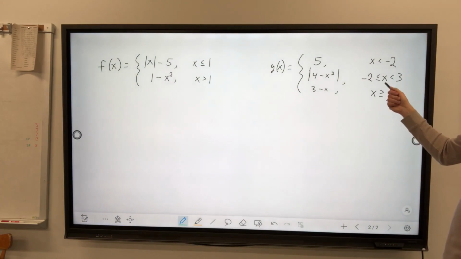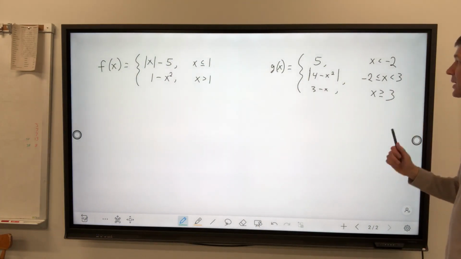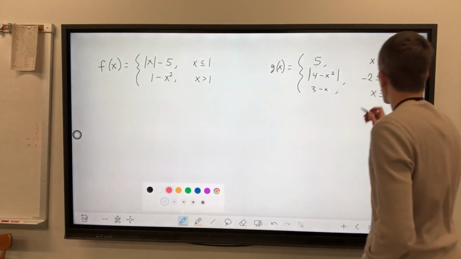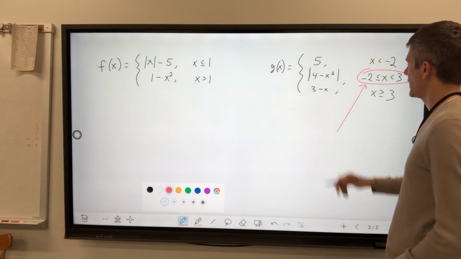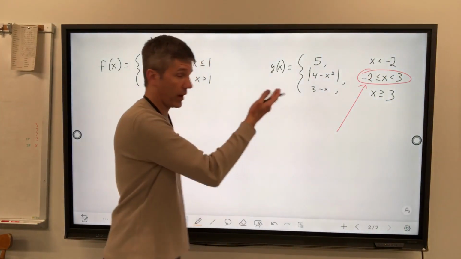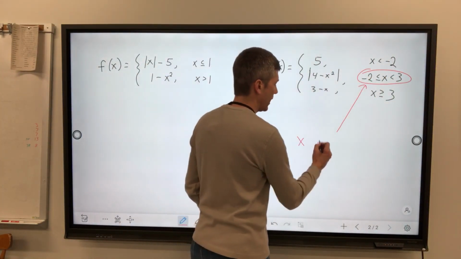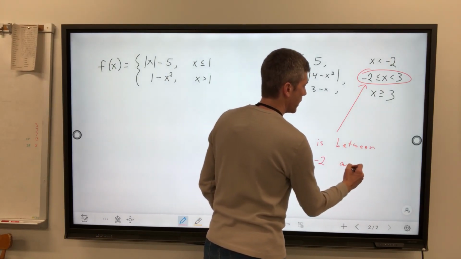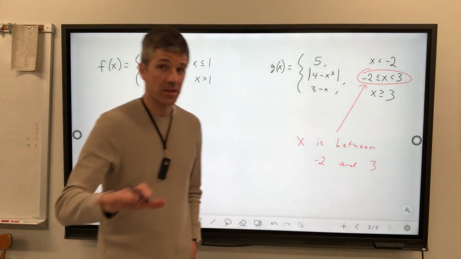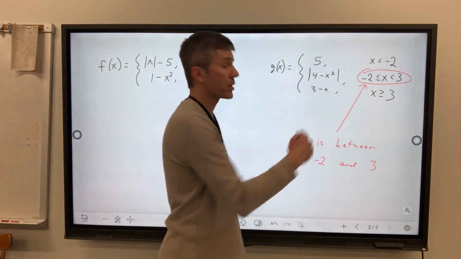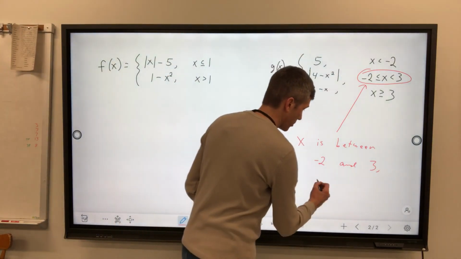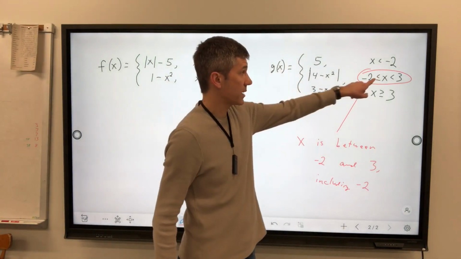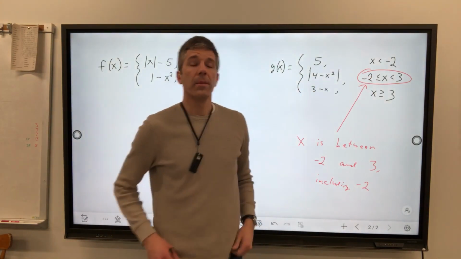Negative 2 less than or equal to x less than 3. What in the world does that mean? One way I look at all this, and the way I read it out loud, you can read it the way I just read it, or you could say x is between negative 2 and 3. Now, the little catch is x is between negative 2 and 3, but could include negative 2, because of the equal sign on the negative 2, but not with the 3.